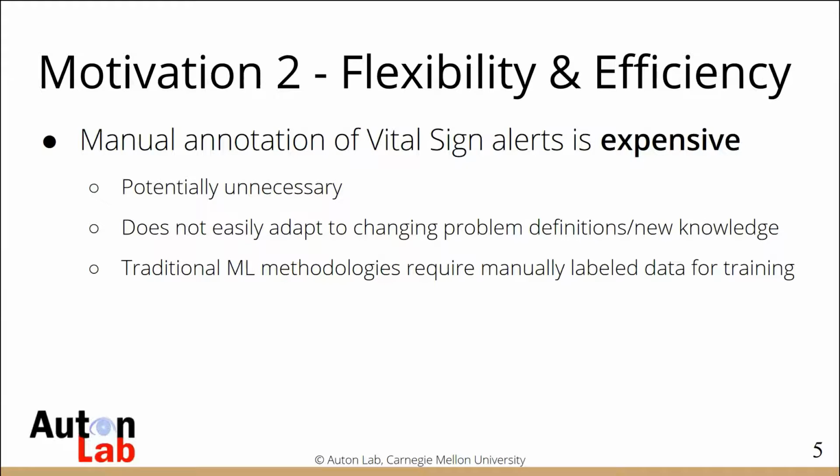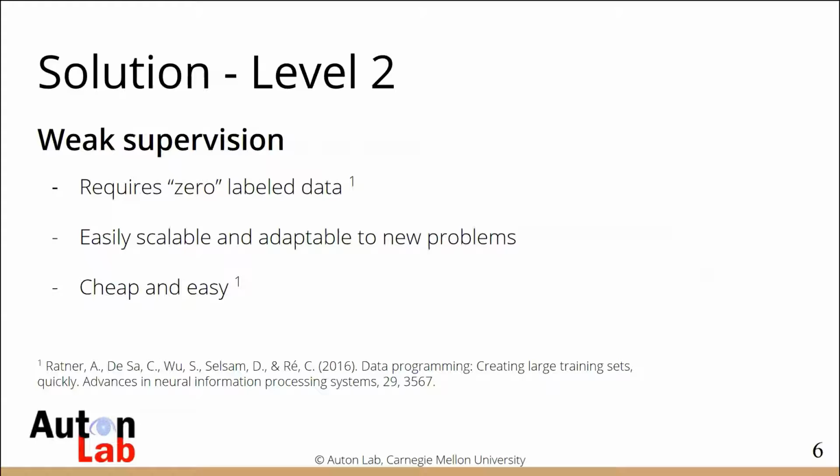So what's the solution for this? The next step up is weak supervision, or data programming. Data programming requires virtually zero labeled data, and it's also easily scalable and adaptable to new problems because it relies on multiple noisy heuristics as the source for the weak supervisory signal. What this means is that if you have some labeling functions that can be reused between, let's say, respiratory rate and oxygen saturation alerts, if you have some heuristics in common, then they can be reused. And it's very cheap and easy as compared to other traditional machine learning pipelines.